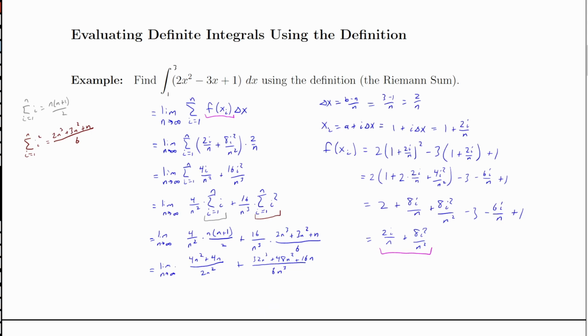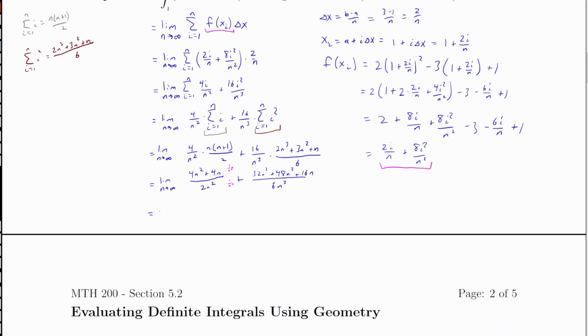In order to evaluate this limit, what I'm going to do is divide by the biggest power of n in the denominator for each of these fractions. So for this first one, I'm going to multiply by 1 over n squared on top and bottom. We have the limit as n goes to infinity of 4 plus 4 over n. And in the bottom, I'll just have a 2.